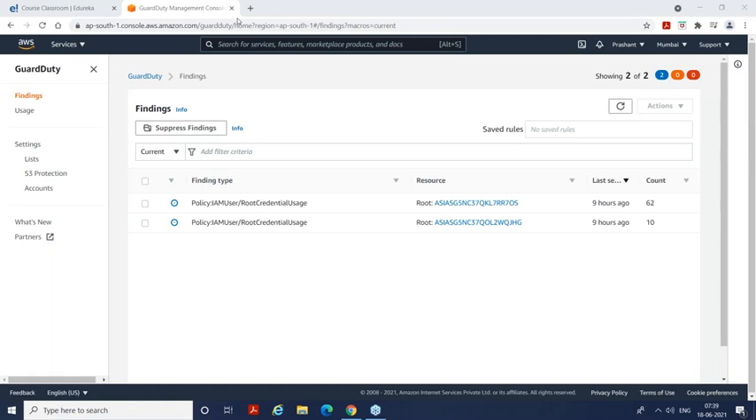Are we clear? Guys, is everyone clear what AWS GuardDuty is? Can I have quick confirmation from all of you?